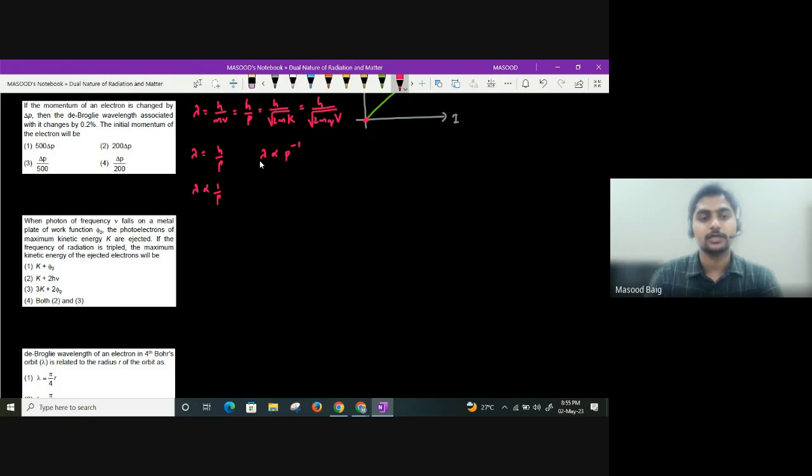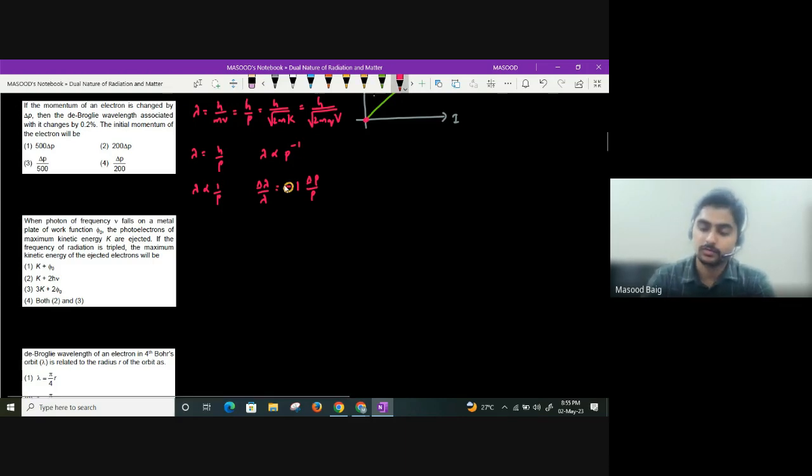One quantity is expressed in terms of another quantity raised to some power. So what I can write, relative error, delta lambda by lambda, will be minus 1 times delta p by p. What is the minus sign indicating here? The minus sign indicates inverse proportionality, guys. If momentum is increasing, wavelength will decrease. If momentum is decreasing, wavelength will increase.